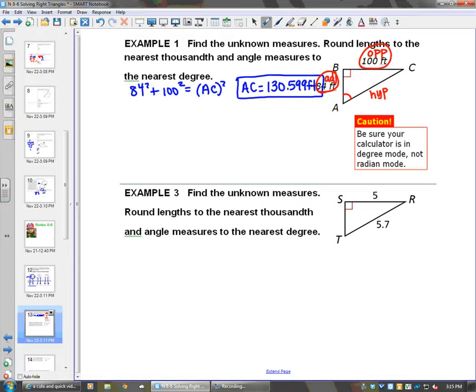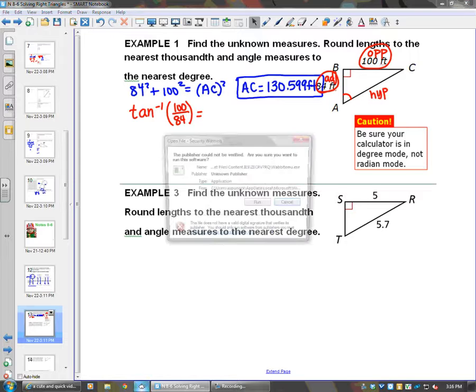So that means we're going to be using opposite and adjacent. So what trig function? Very good, TOA. Tangent. Now what are we finding again? The angle. So I'm not using tangent, I'm using tangent's inverse. So we do the inverse tangent of, just like it was with tangent, opposite over adjacent, so 100 over 84. And we can type that into the calculator.